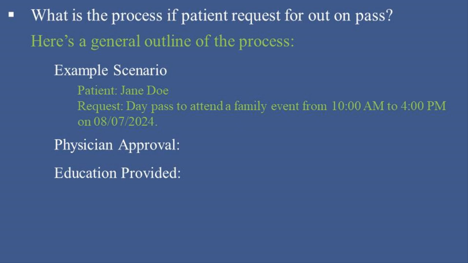Education provided. The patient and her family are instructed on what to do if she experiences any symptoms, e.g., dizziness, shortness of breath. They are given a direct contact number for the hospital unit. Documentation. Approval and instructions are documented in the patient's medical record. A consent form is signed by the patient acknowledging the risks and conditions of the pass.